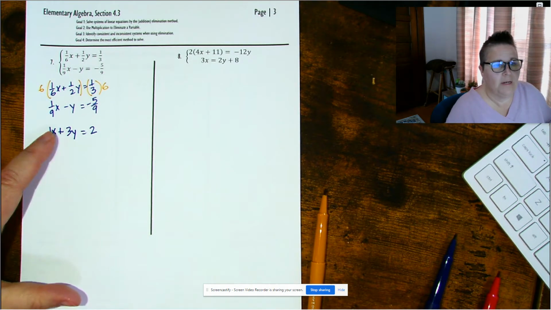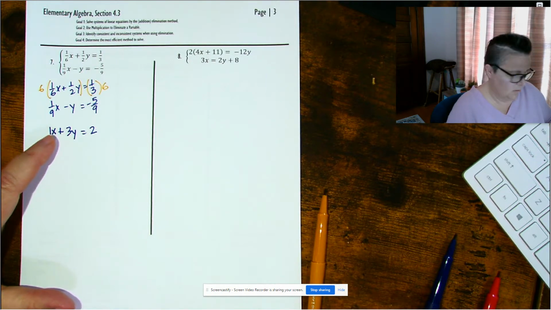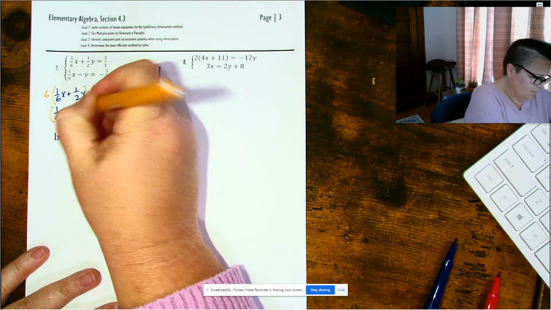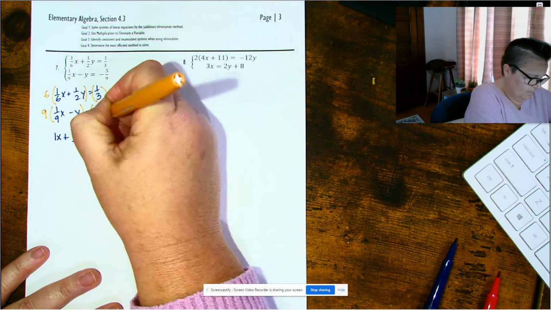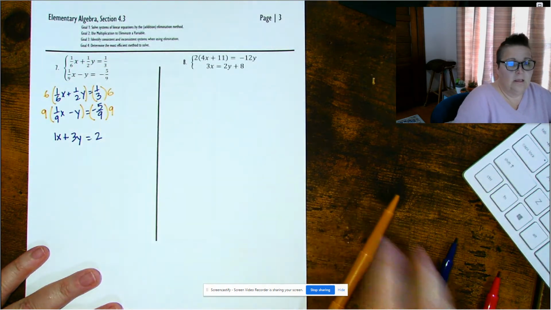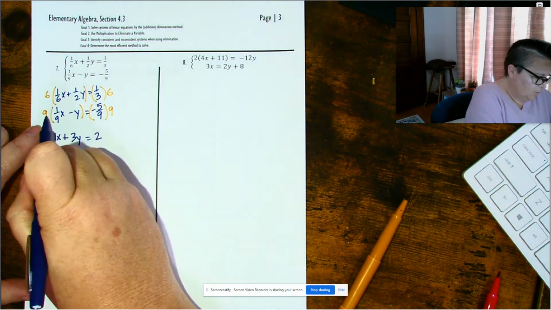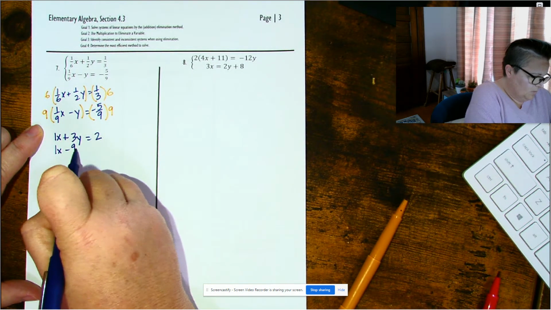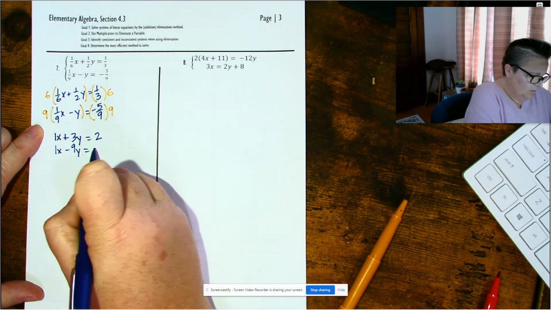Now, the second one, I have 9ths, right? So I'm going to multiply the second equation by 9. And when I do that and distribute through, that's going to give me 1x minus 9y is equal to a negative 5.